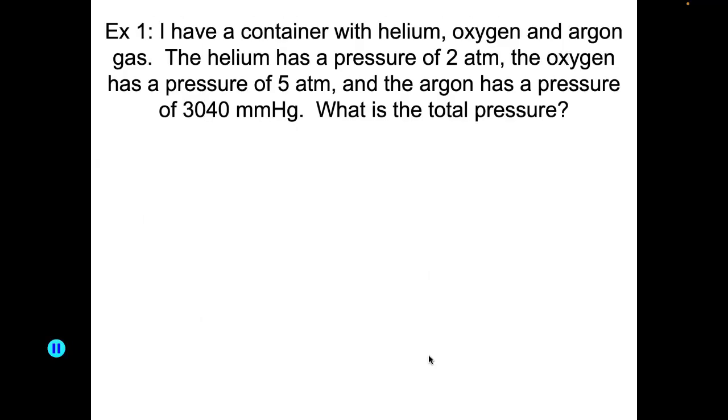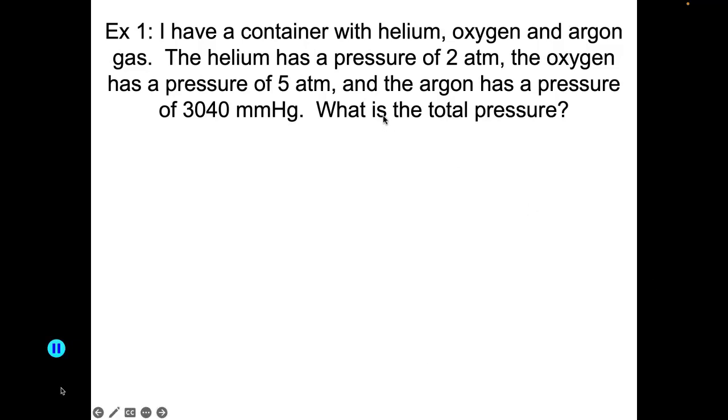All right, so we're going to try one of these. It says, I have a container with helium, oxygen, and argon gas. The helium has a pressure of 2 atmospheres. Oxygen has a pressure of 5 atmospheres, and the argon has a pressure of 3,040 millimeters of mercury. What is the total pressure?